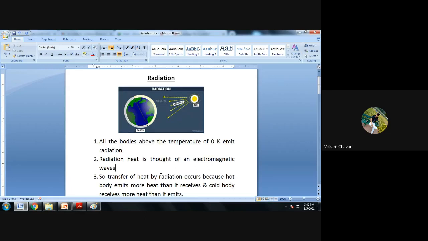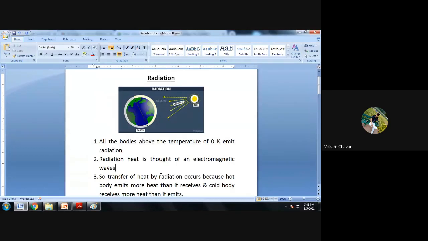This is the difference between two bodies, and it is important to attain equilibrium. Equilibrium will be attained between two bodies when the temperature of the two bodies is the same. In that case, the same amount of radiation will be emitted by the bodies, and the same amount of radiation will be received by them. Remember this thing.